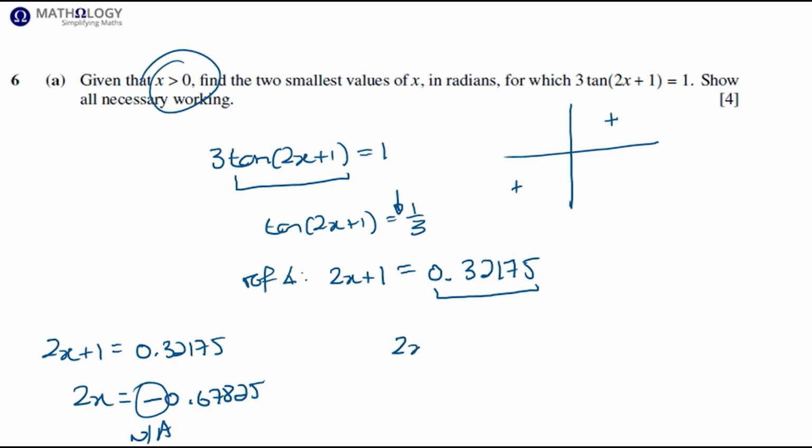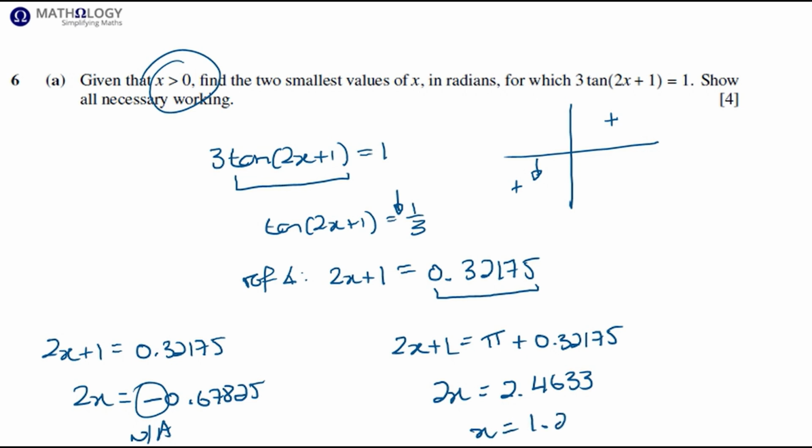And the third quadrant, 2x + 1 equals 180 plus. Third quadrant is 180 degrees plus, which is pi plus. So pi plus 0.32175. 2x equals 2.4633, which is positive. So x will be 1.23167 radians.